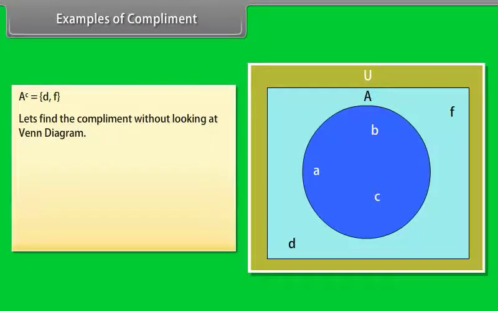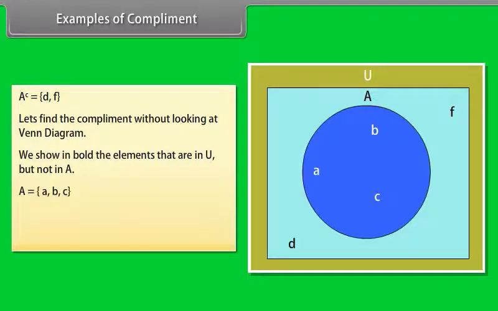Let's find the complement without looking at the Venn diagram. We show in bold the elements that are in U but not in A. A is equal to {A, B, C}. U is equal to {A, B, C, D, F}. So, complement of A is {D, F}.